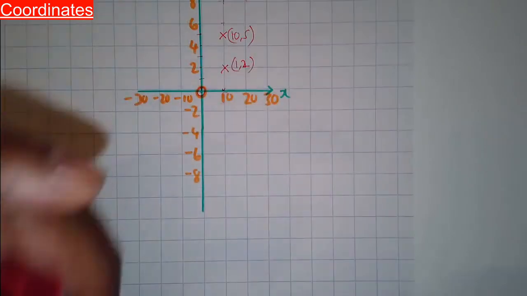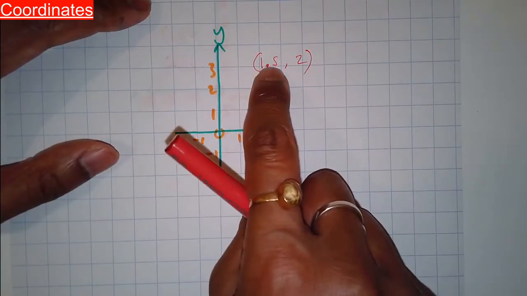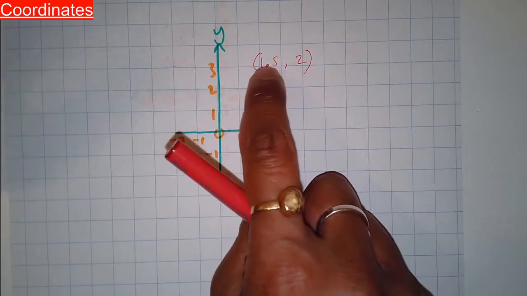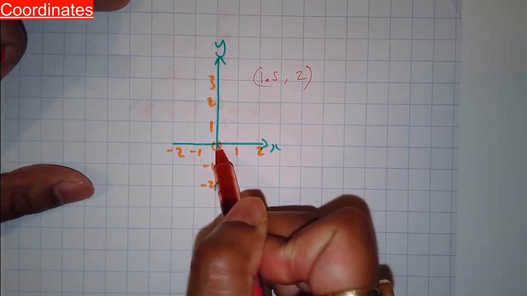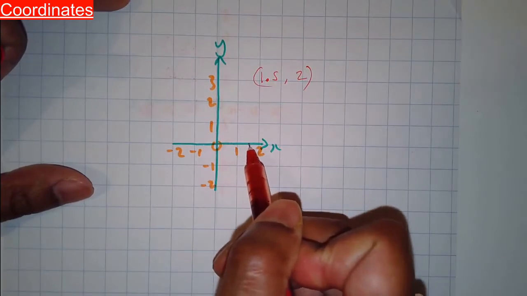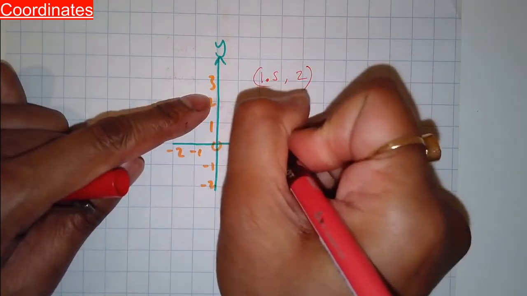Let's do it quickly. Do another one. If I want to plot 1.5 along the corridor, 2 up the stairs, so start from the origin, 1.5, it's right there, and then 2 up, 1, 2. That would be right here.